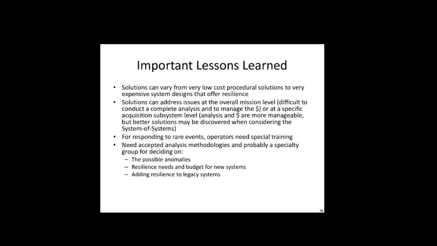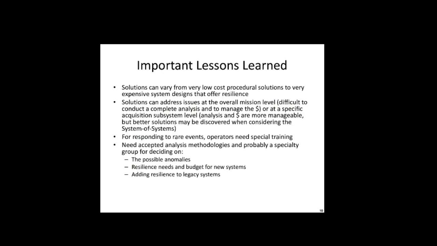So given that, if we move to the next slide, the important lessons that I learned from those scenarios is that solutions can vary from low-cost procedural to very expensive system designs that offer resilience. And you can decide to deal with this topic at the mission level, system of systems, where it's difficult to conduct a complete analysis and manage the dollars. Typically in the Defense Department, for example, they buy a system one at a time. One at a time, they call it a system, but it's a subsystem of a system of systems. They don't have control over all of the other systems to redesign them.